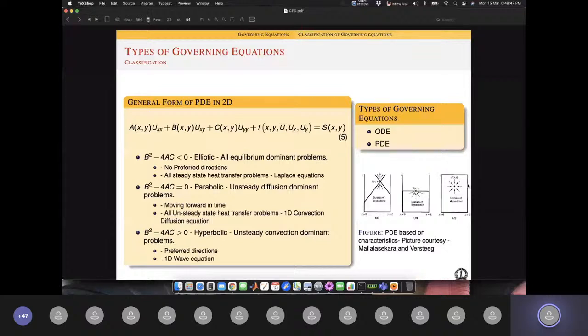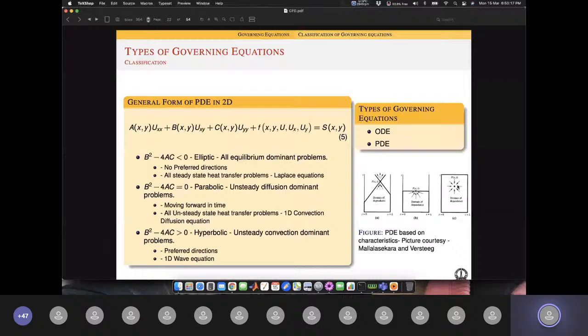If such a phenomena exists inside the flow field in a mathematical equation, then we call it an elliptic equation. The second category is the parabolic equation, which is for unsteady phenomena, something which is evolving in time. Any phenomena evolving in time can be classified as a parabolic equation, where, from a mathematical point of view, the discriminant becomes 0. The other category is the hyperbolic equation, where only preferred directions are available, and within those directions the phenomena is dominant. Here the discriminant should be greater than 0. So mathematically you can classify these equations as elliptic, parabolic, and hyperbolic.